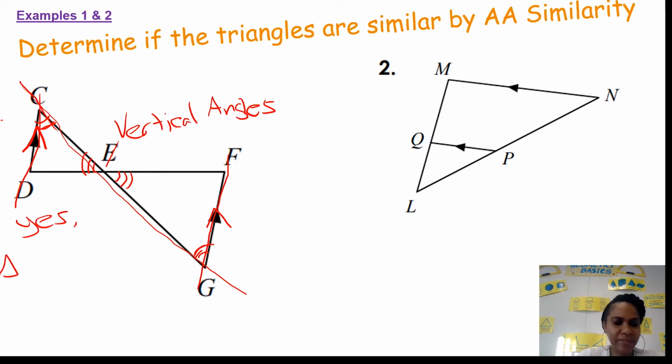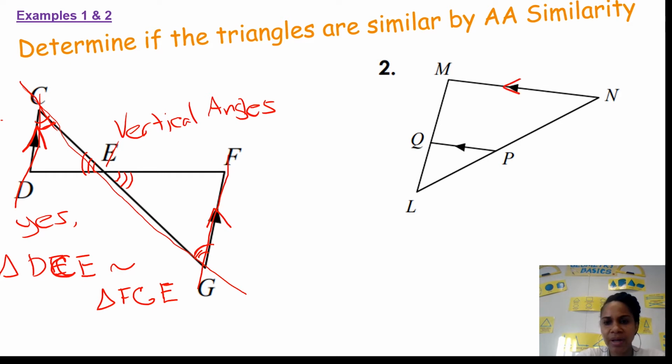The similarity statement could be triangle DCE is similar to triangle FGE. Remember, corresponding angles, or the congruent angles, need to be in the same position for your similarity statement. Let's take a look at example 2 right here.